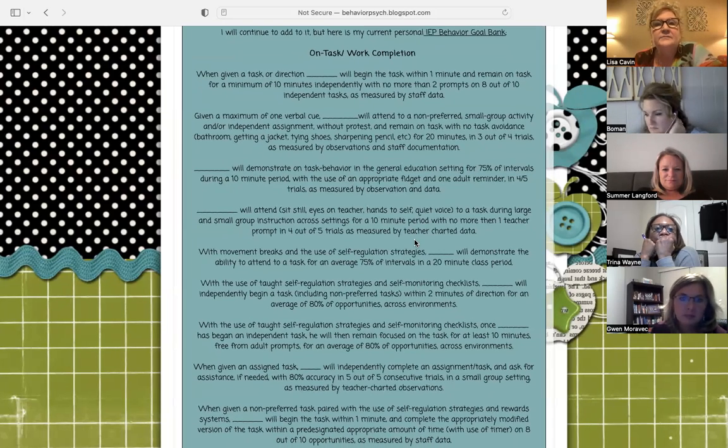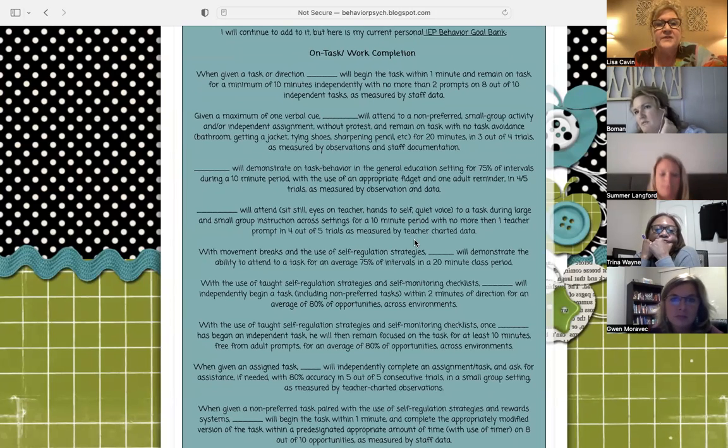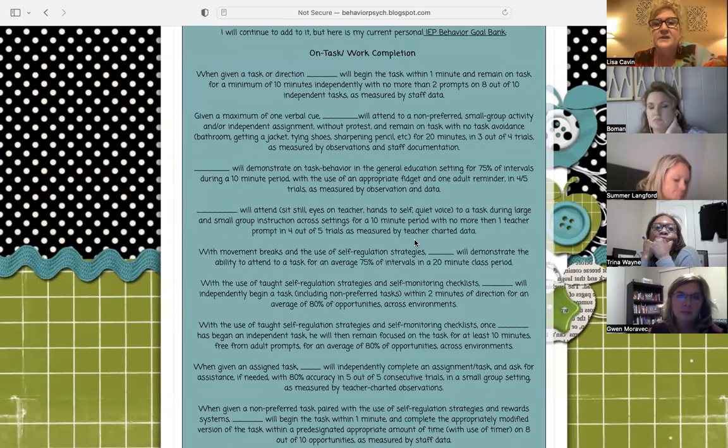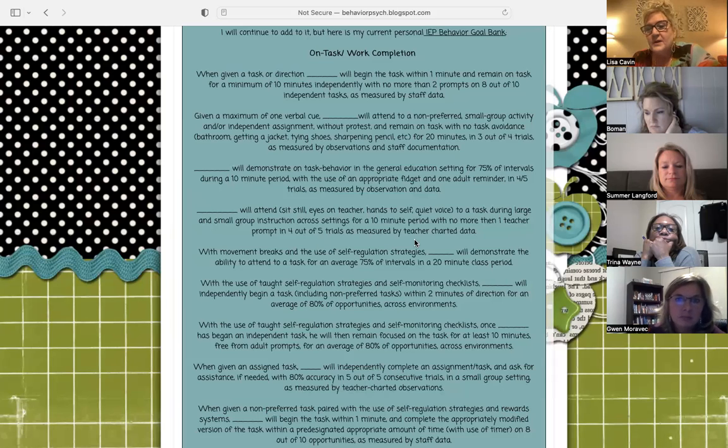This first set are on-task work completion goals. And here are some examples of these SMART goals that are specific, measurable, attainable, relevant, and time-based. When given a task or direction, the student will begin the task within 1 minute. There's your measurable, your time-oriented, and remain on task for a minimum of 10 minutes independently with no more than 2 prompts on 8 out of 10 independent tasks as measured by staff data. So that meets all of the criteria of a SMART goal.